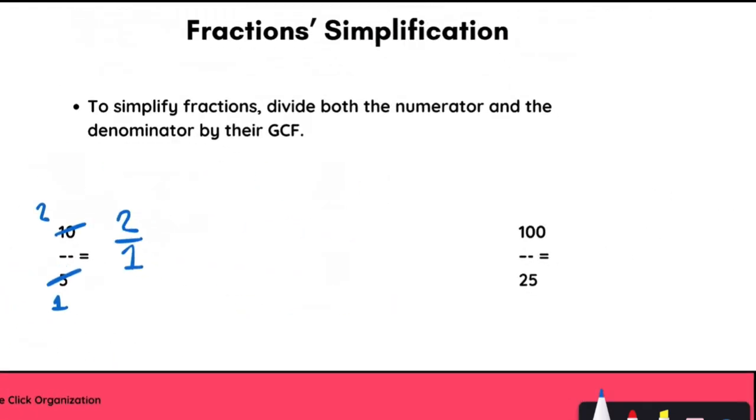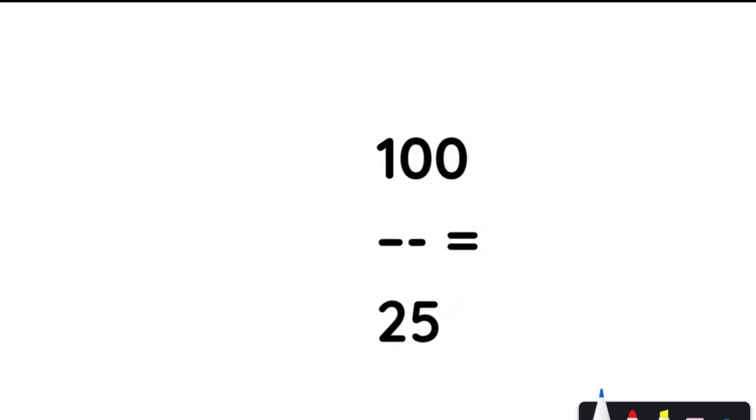So this one, 100 over 25. I guess that their GCF might be 5. So 100 divided by 5, 20. 25 divided by 5, 5.